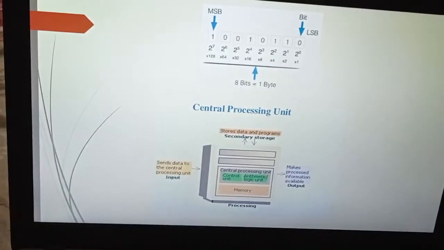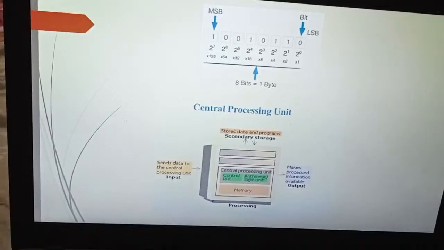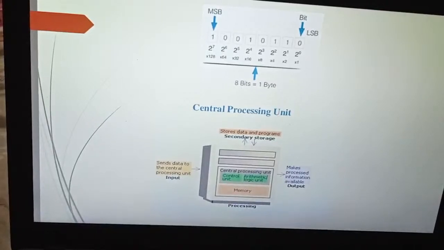The left side is the most significant bit, and the weights are 2 to the power 0, 2 to the power 1, 2 to the power 2, and so on up to 2 to the power 7. That is what is meant by 8 bits, 1 byte.